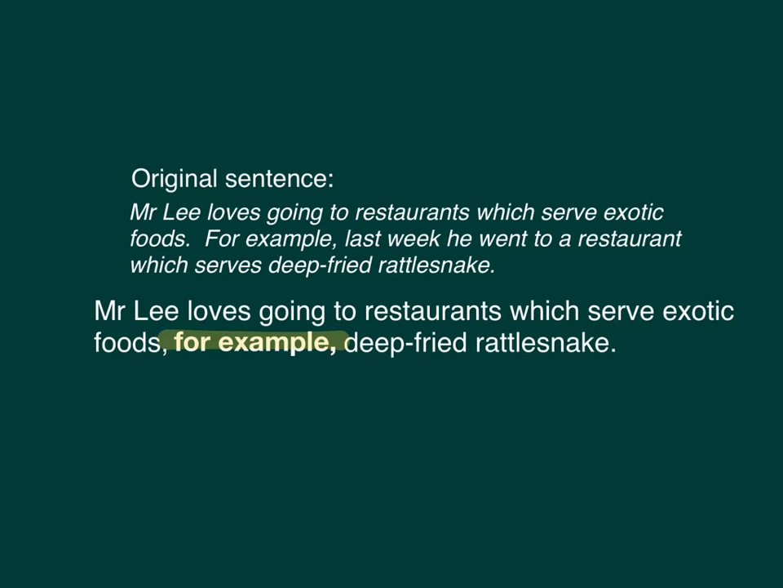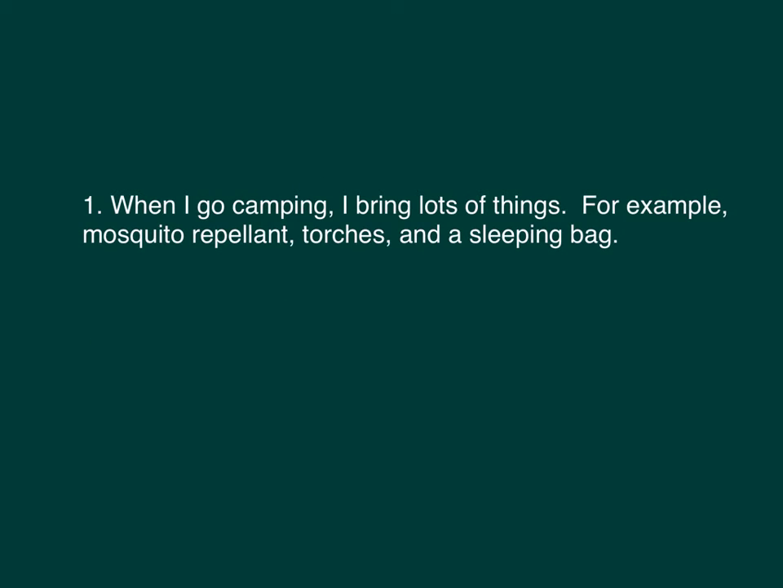Now that we have seen examples of how to use the two ways of inserting ideas or more details about a topic, now let's start our exercise together. Please proofread the following sentences. Also pay attention to the punctuation. Question 1. When I go camping, I bring lots of things. For example, mosquito repellent, torches, and a sleeping bag.